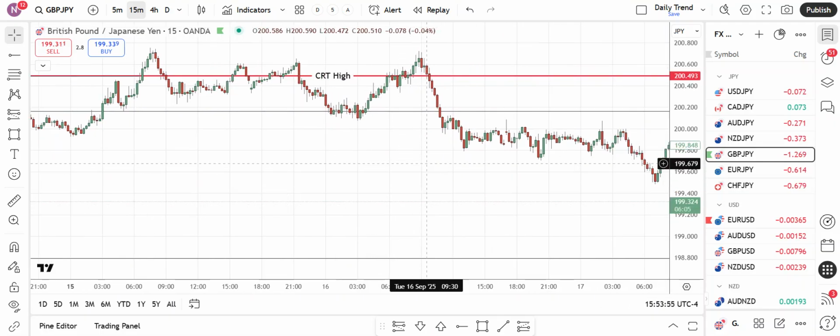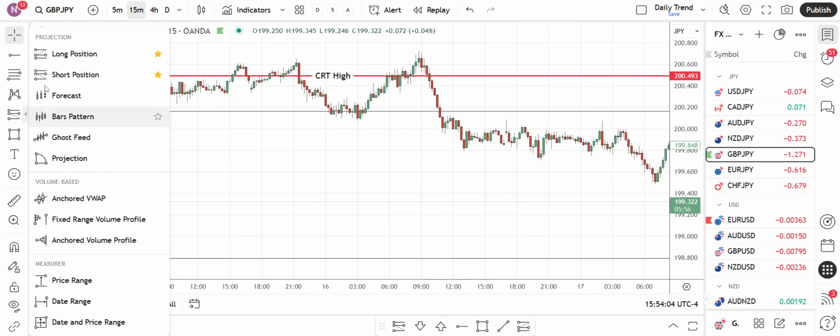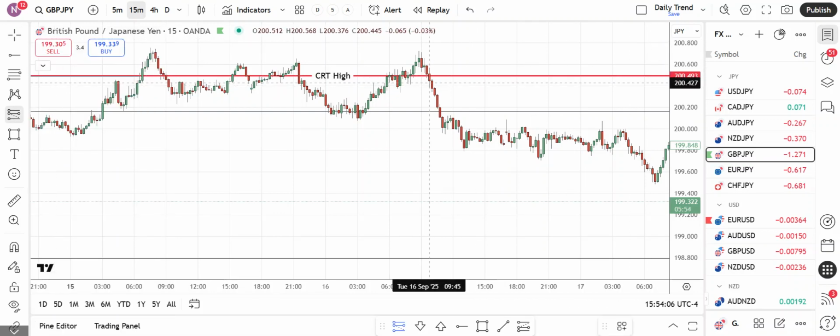okay, here's Tuesday here. Price went back inside the range at 9:45 a.m. USA session, Eastern Standard Time. Right there.